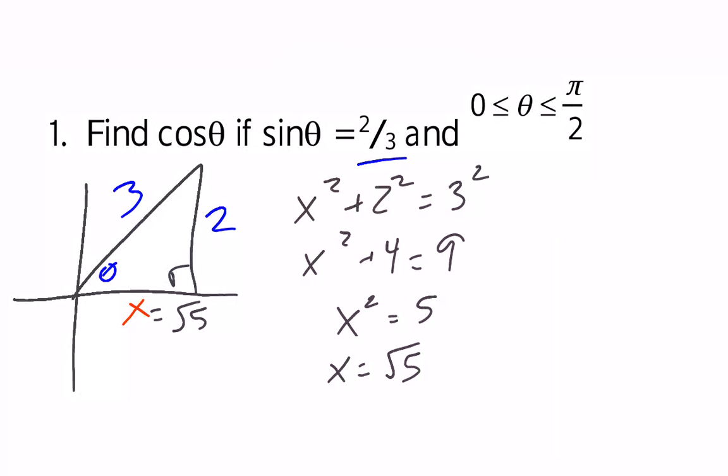And go back, reread your question. I want to know what cosine of theta is, so I need adjacent over hypotenuse. So that means cosine of theta is equal to my adjacent side, which is square root of 5, over my hypotenuse, which is 3.